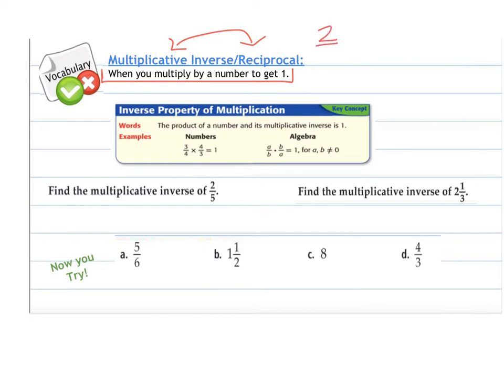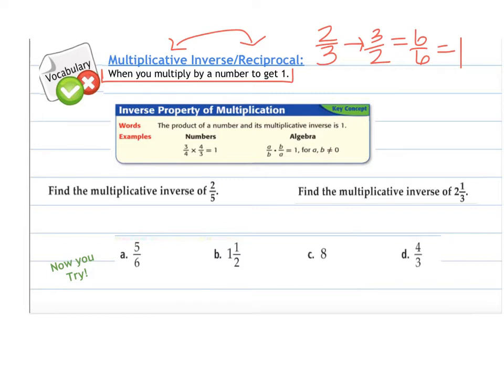So if I have 2/3, the multiplicative inverse or the reciprocal is going to be 3/2. So basically what I'm doing is I'm just flipping my fraction. Because 2 times 3 is 6, 3 times 2 is 6, 6/6 equals 1. So when you multiply by the reciprocal of a number, it should always get you to 1.